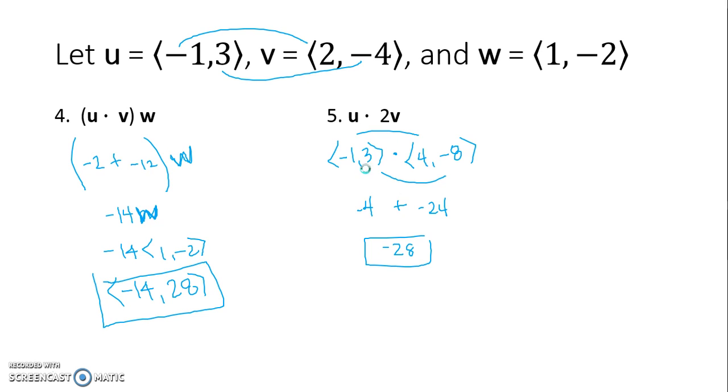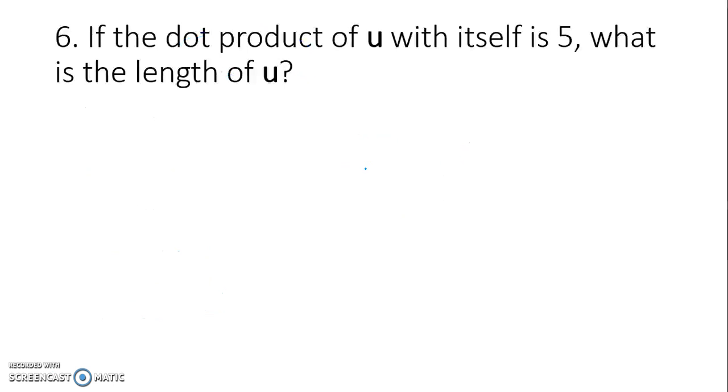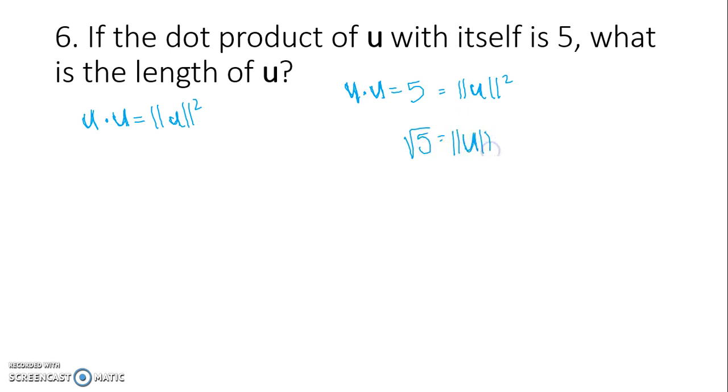The dot product of u with itself: if u times u is 5, what's the length of u? Go back to your properties. There should be one that says the dot product of a vector with itself equals its magnitude or its length squared. So this simply equals my magnitude squared. If I want to know the length of u, I will just square root it. So the square root of 5 is my length or magnitude of u.